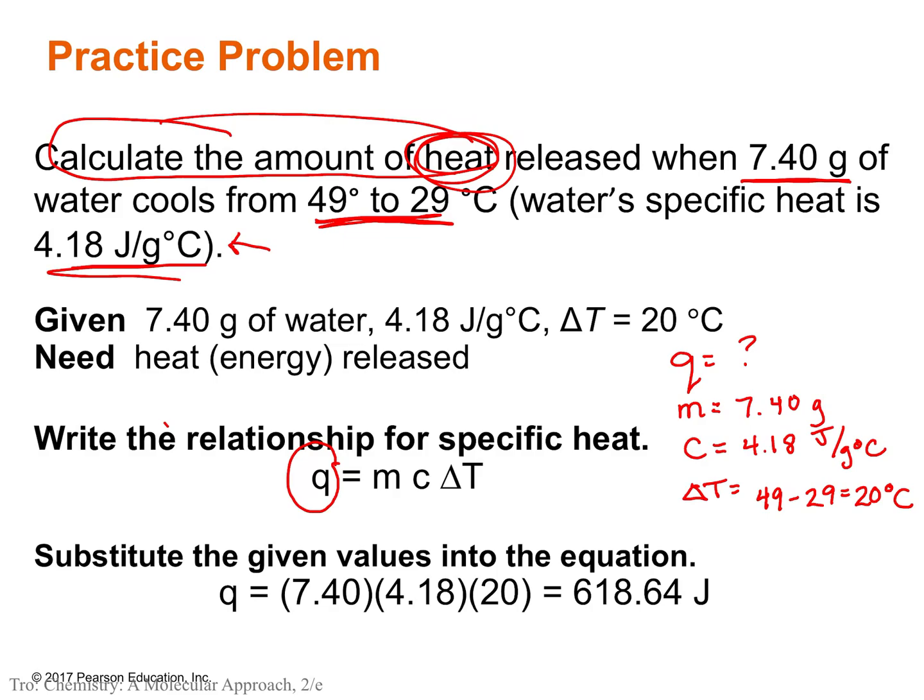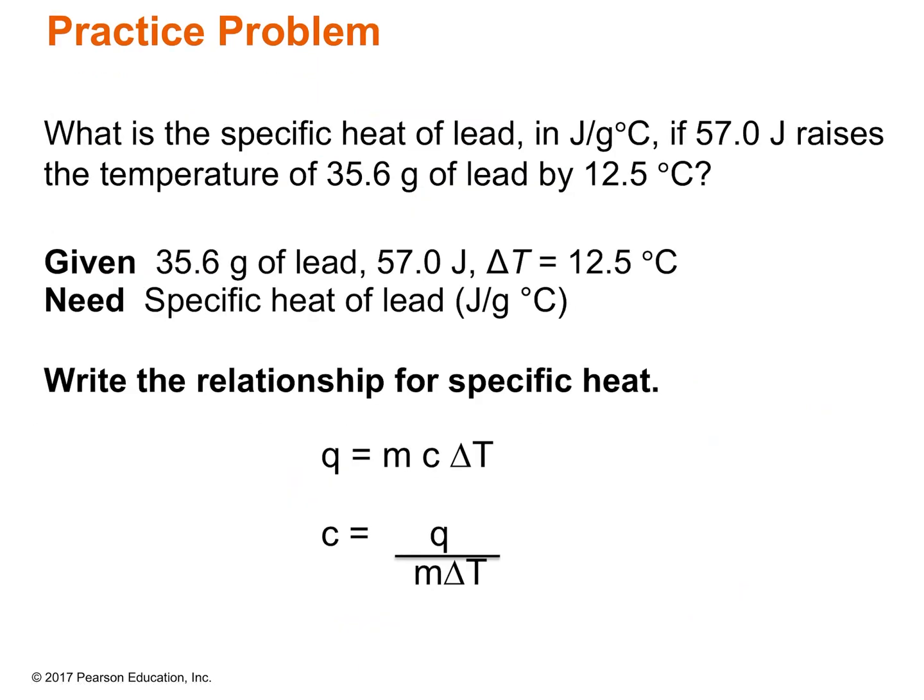If we were solving for M or C or delta T, we would need to rearrange our equation. But since our equation's already rearranged, we can just go ahead and plug in the numbers. So here's our M, our C, and our delta T. So we'll just multiply all those together and we'll get our answer. So pretty straightforward in this case. Our units for Q are always going to be joules.